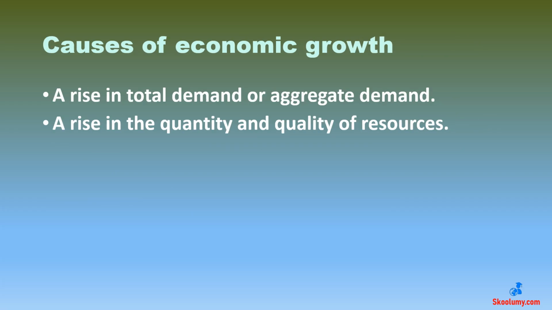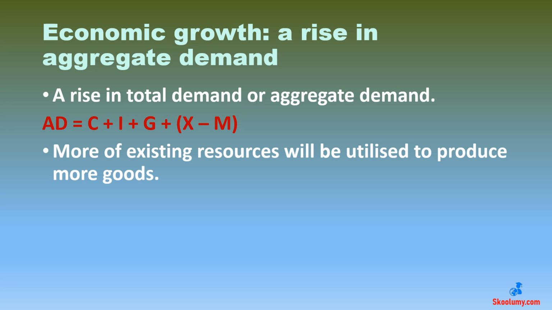Economic growth is caused by two broad categories of factors. One is a rise in total demand or aggregate demand. The second is a rise in the quantity and quality of resources. Number 1. A rise in aggregate demand. If the total demand for products rises, businesses will respond by producing more goods. They do this by utilizing more of existing resources. This usually happens in the short run when productive resources have not been fully used.